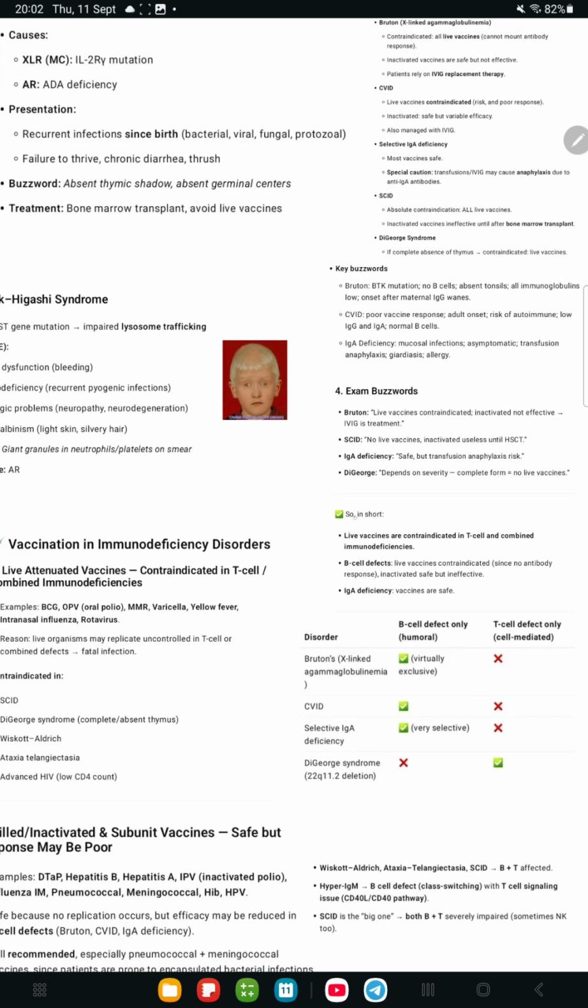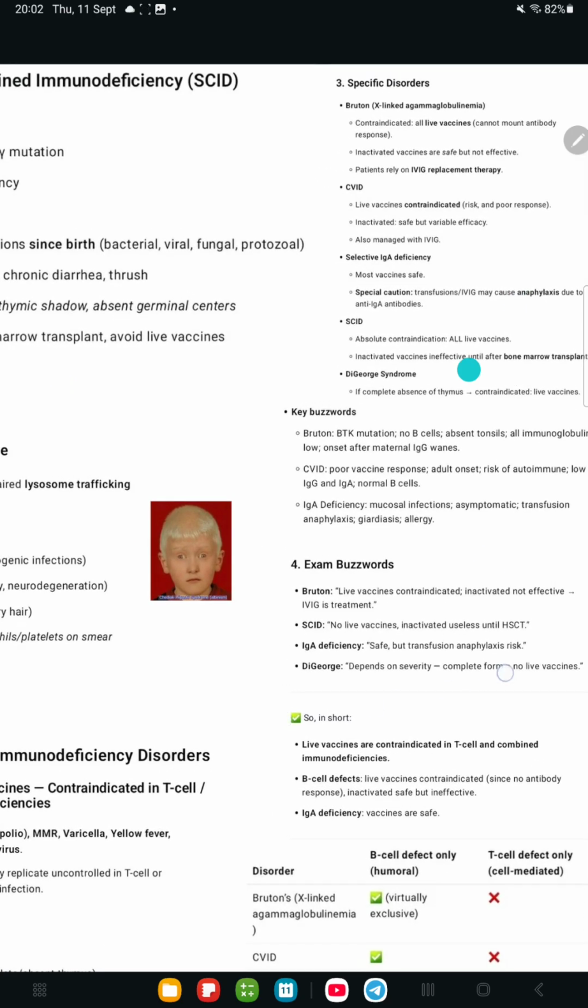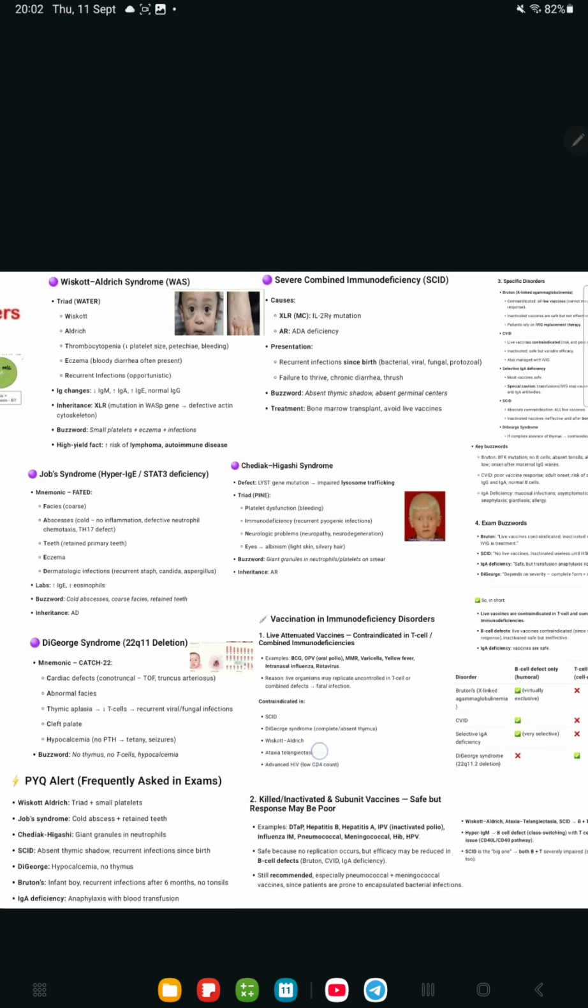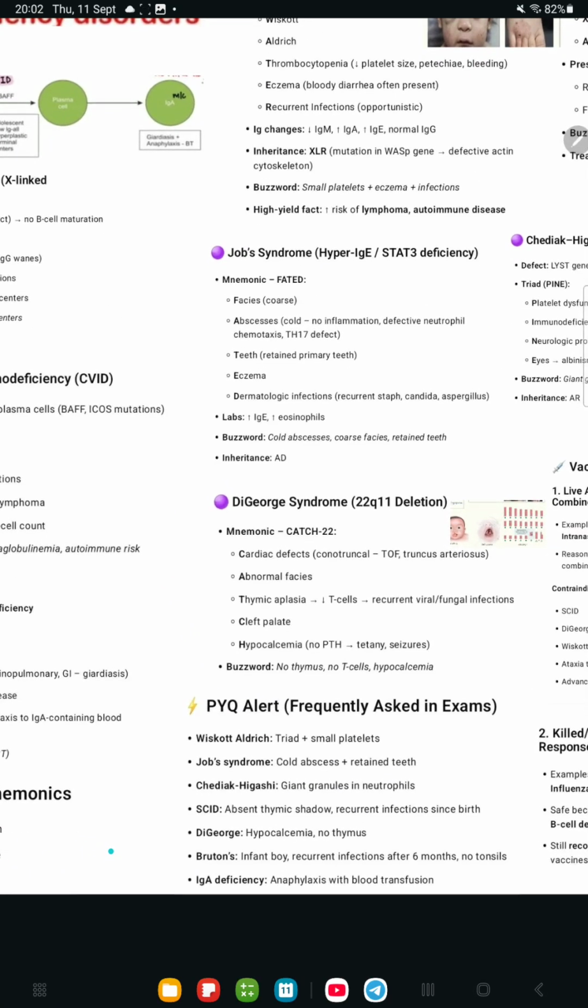So okay, here we can see in short, and this we have done already, we can go through this part also. Now what are we left with is this. Okay, these mnemonics you can see. And Wiskott-Aldrich we study like whiskey. If somebody likes whiskey, we'll still advise him to take a small whiskey, small type, so small platelets. Job syndrome: cold abscesses, and fake smile, retained teeth.